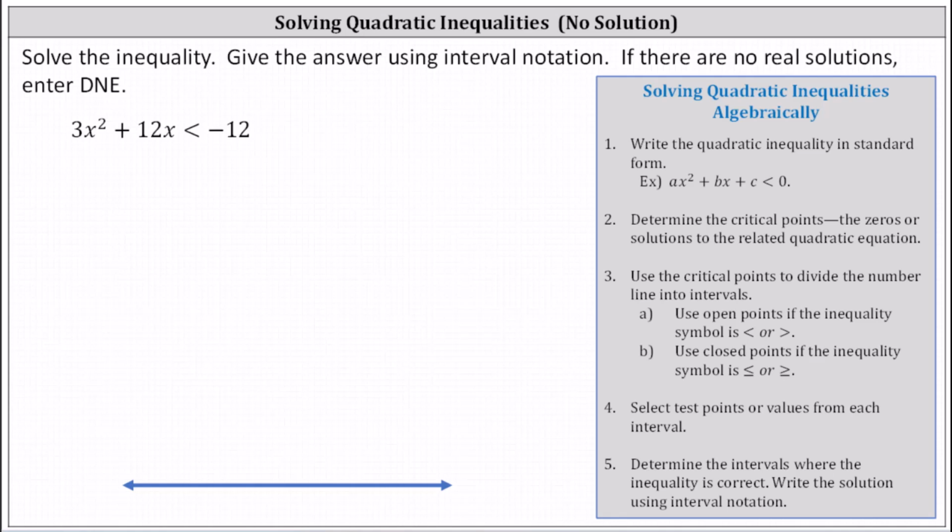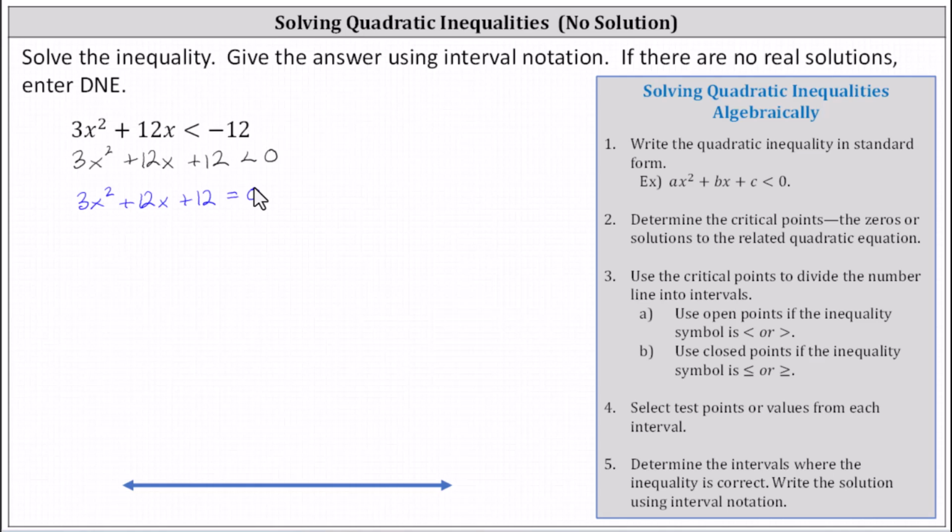Step 1 is to write the quadratic inequality in standard form, which means we need to add 12 to both sides of the inequality, which gives us 3x squared plus 12x plus 12 less than 0. Step 2, determine the critical points, which are the zeros or solutions to the related quadratic equation. So now we solve 3x squared plus 12x plus 12 equals 0.